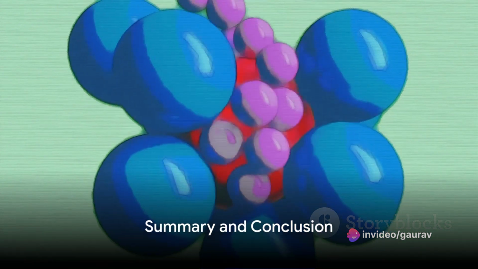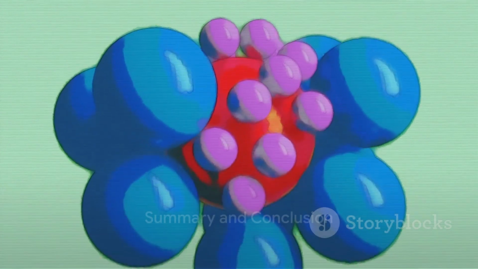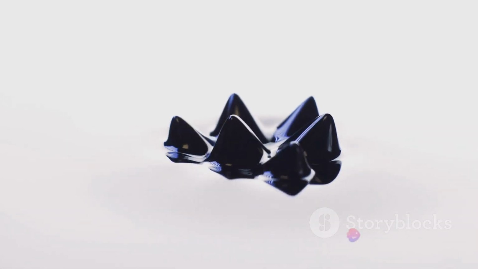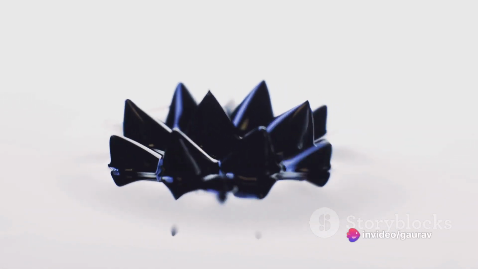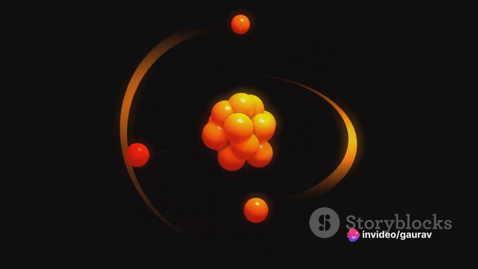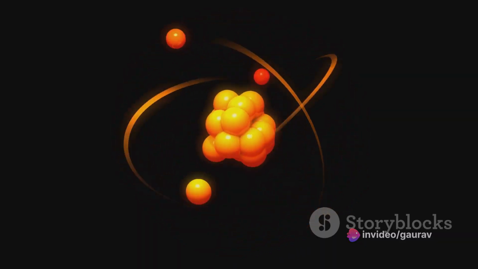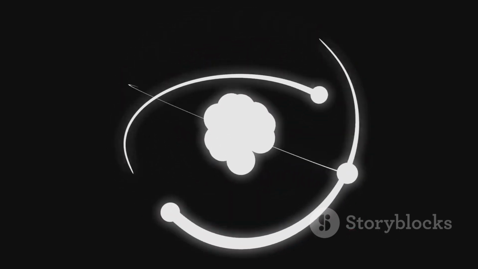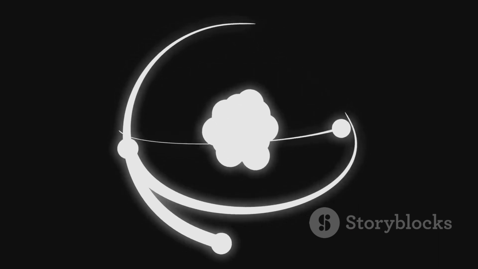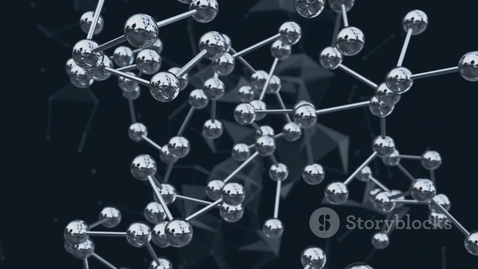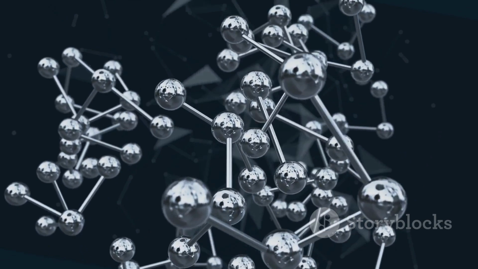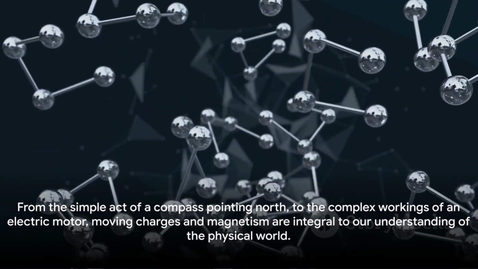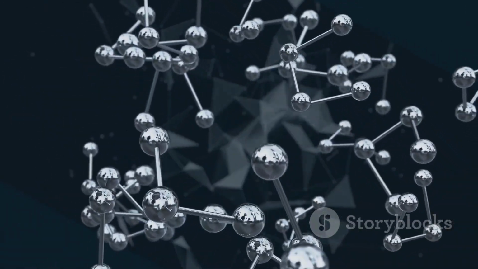So, to summarize, moving charges create magnetic fields, and it is these fields that exert the force we know as magnetism. This force can either attract or repel, depending on the orientation of the magnetic fields. And finally, whether or not a material is magnetic depends on whether its atomic structure can align with an external magnetic field. From the simple act of a compass pointing north, to the complex workings of an electric motor, moving charges and magnetism are integral to our understanding of the physical world. So, next time you stick a magnet on your fridge, take a moment to ponder the invisible forces at play.